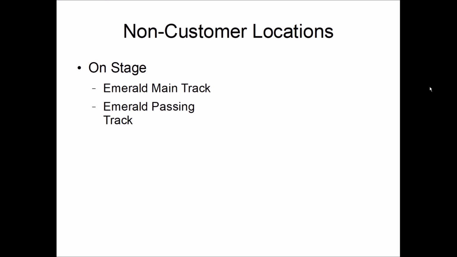Now here we have some non-customer locations. Our on-stage ones are the Emerald Main Track and Emerald Passing Track, as we mentioned before. They're not customer locations, but you can still spot cars there. Then we have the Chicago Yard and the St. Paul Yard. And again, those are non-customer sites, but we still need to be able to keep track of cars that are spotted in those locations or set out in those locations.